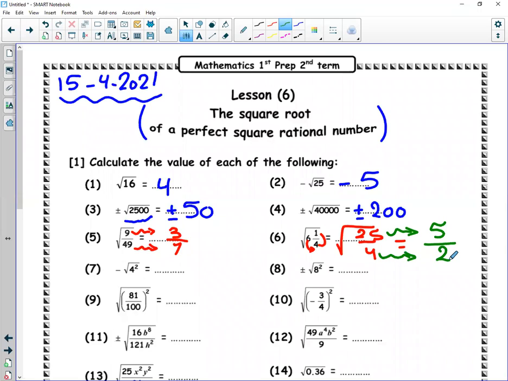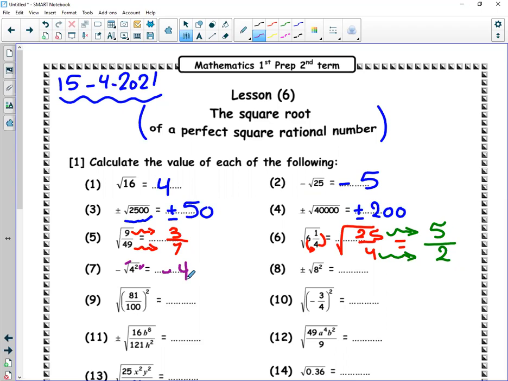Number 7, who can answer number 7? Me, Mr. Bilal, again? It will be negative 4 power 2, its square root equals 4. Okay, because we have 4 power 2, we will cancel power 2 with the square root, so the answer will be negative 4.